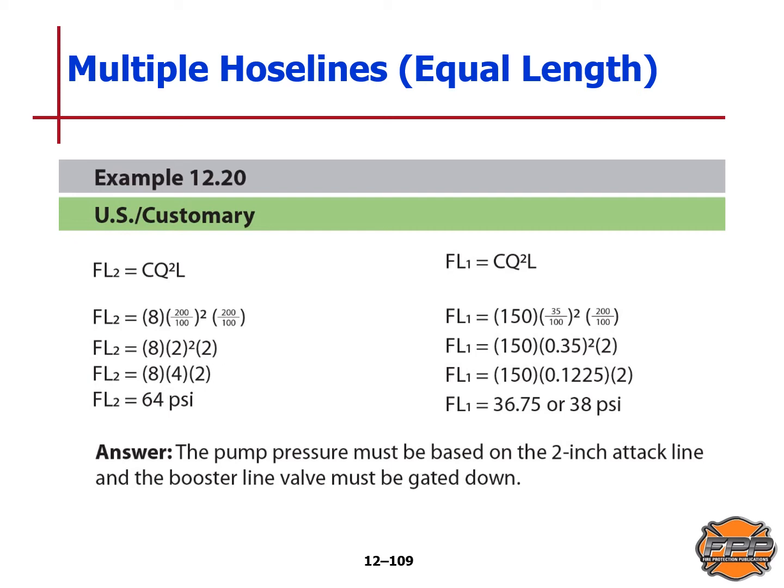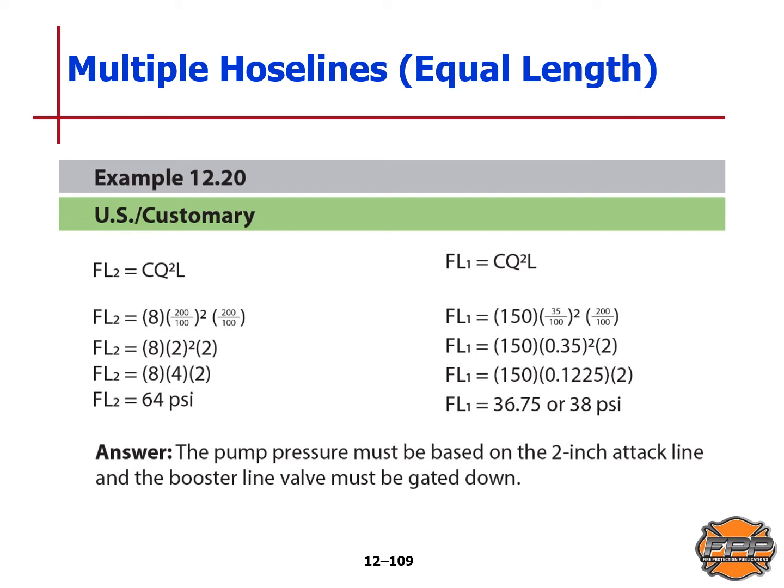You've got your standard formula, FL = CQ²L. So friction loss 2 equals 8, which is your coefficient from your table, times 200 divided by 100 squared, because you've got 200 feet of line divided by 100, times 200 divided by 100. So you have friction loss equals 8 times 2 squared times 2. Continue to work out the math. Friction loss equals 8 times 4 times 2. So your friction loss is 64 psi.